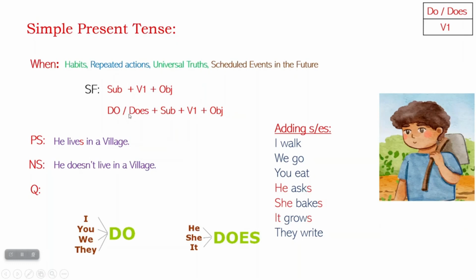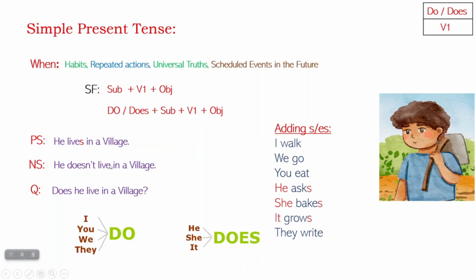In the structure of a question formation, the helping verb always comes first and the subject goes after. So do or does comes first. After that, we need to take subject plus verb plus object. Here, this is the question formation. Let's take an example. Does he live in a village? The helping verb does will come first. Does he live in a village?